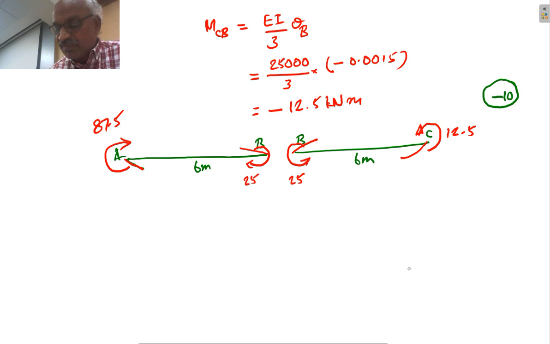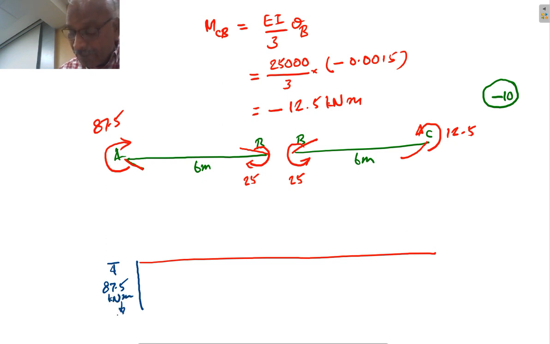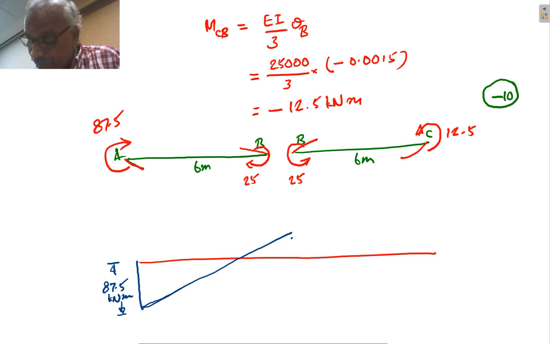So, when you draw the bending moment diagram, we are plotting on the tension side. Therefore, here it is 87.5, so this value is 87.5 kilonewton meter. And here it is 25. Therefore, this value is 25.